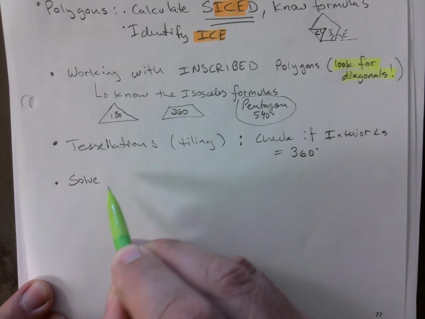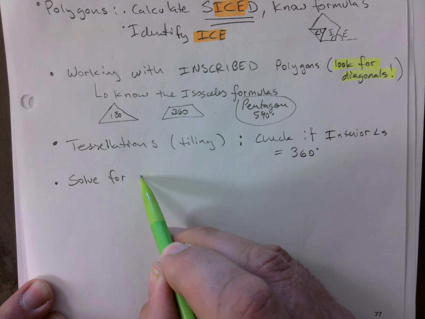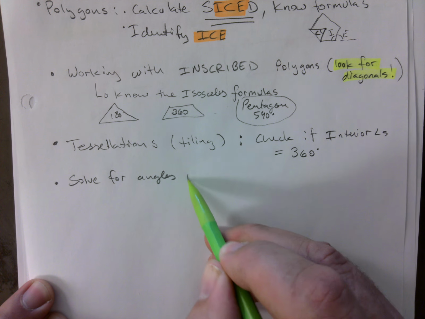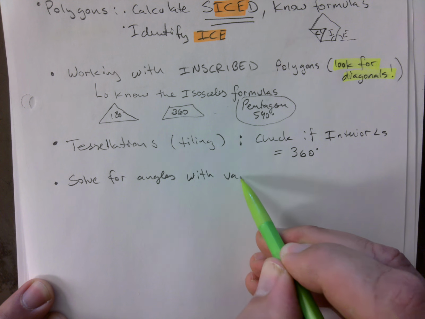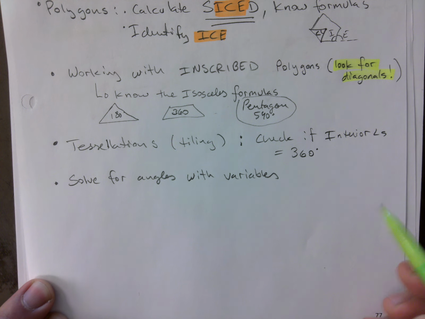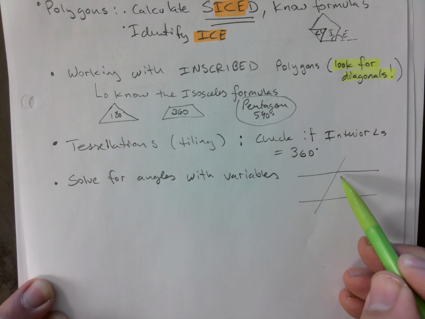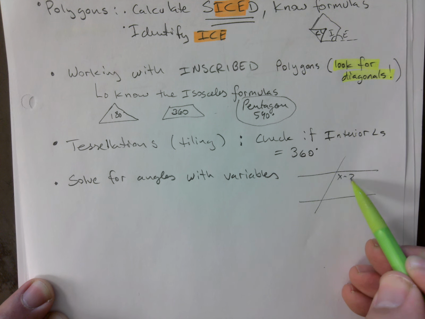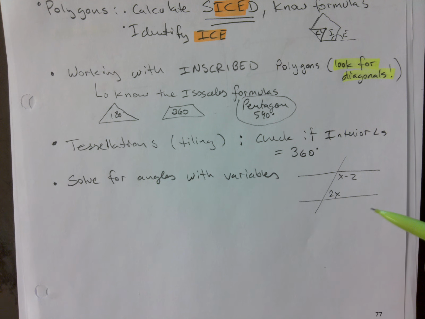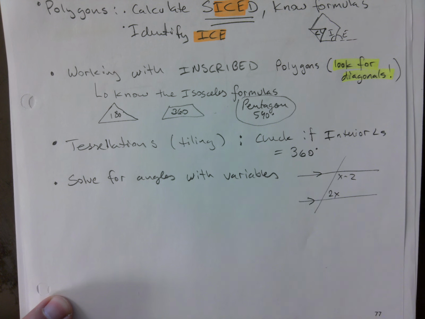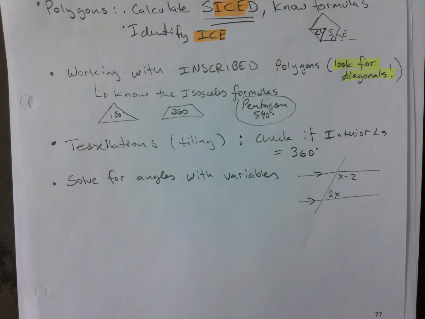Solve for angles with variables. So let's say this is x minus 2 and this is 2x. You should be able to figure out what x is, knowing the properties of them. Obviously these lines would have to be parallel, but it could be a triangle, it could be a pentagon, it doesn't matter. You know properties to get you started, okay?